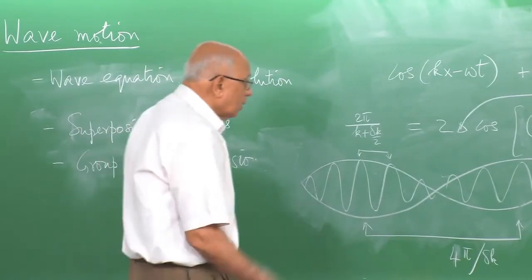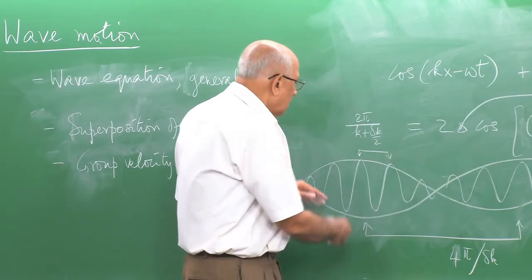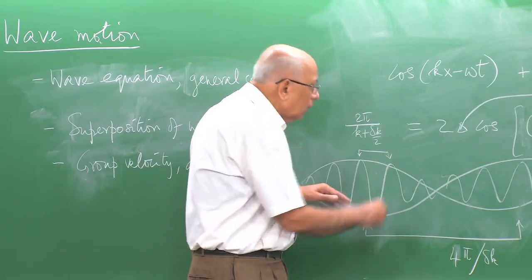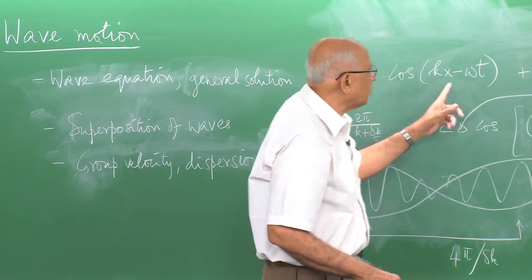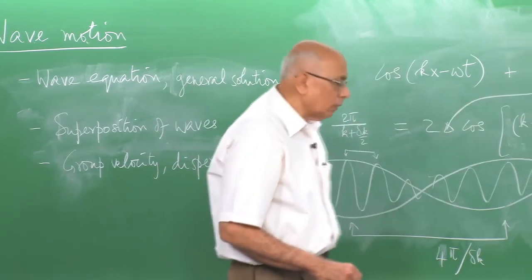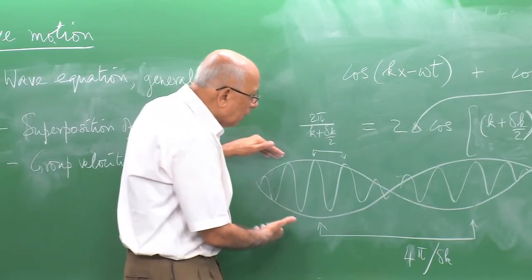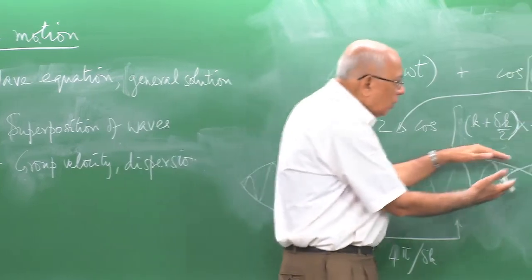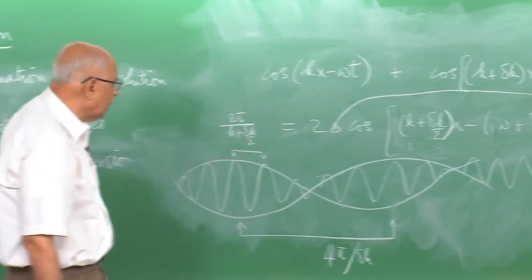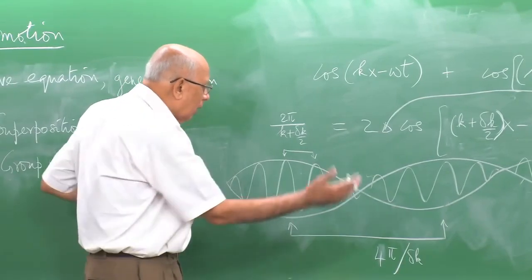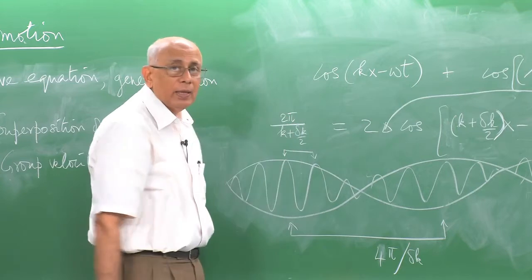So, at a given instant of time the disturbance looks like this. In other words, there is this original oscillation whose frequency is the average, whose wavelength is the average of the wavelengths of the two waves we have superposed, multiplied by an envelope function which has got a much slower variation. It is also a travelling sinusoidal wave, but it has a much longer wavelength than the original two waves individually had here.